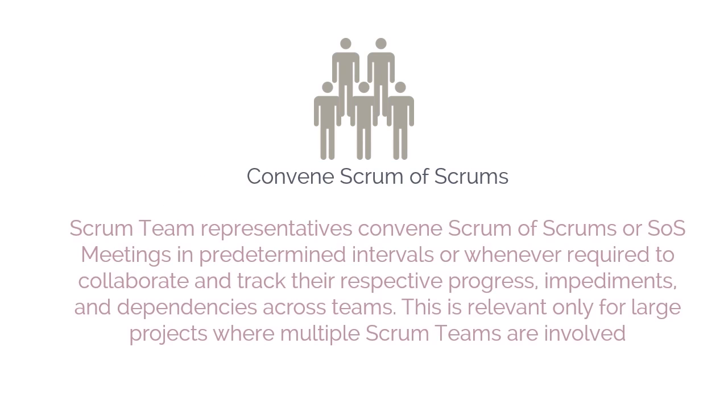First of all, we will be talking about Convene Scrum of Scrums as the first process. In this process, Scrum Team representatives convene Scrum of Scrums, or SOS meetings, at predetermined intervals, or whenever required, to collaborate and track their respective progress, impediments, and dependencies across teams. This is relevant only for large projects where multiple Scrum teams are involved.